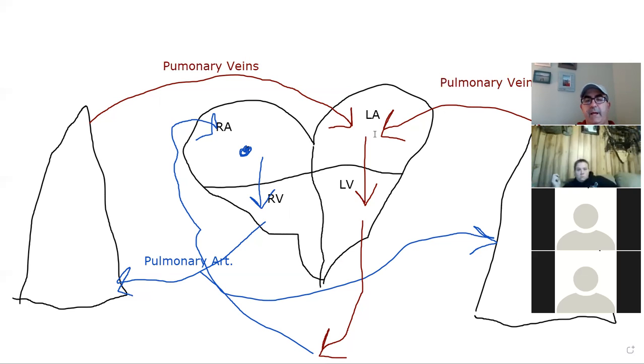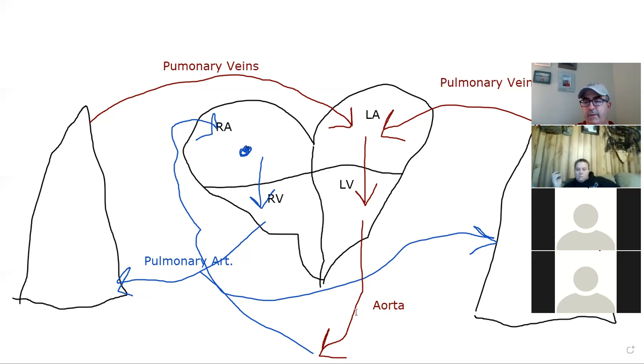Pulmonary veins bring the blood back into the left atrium of the heart. It goes down to the left ventricle. It leaves the left ventricle through the biggest blood vessel in the body. Is it an artery or a vein? What do you think? Okay, that's an artery. It's an artery because it's going away from the heart. The biggest artery in the body is the aorta.